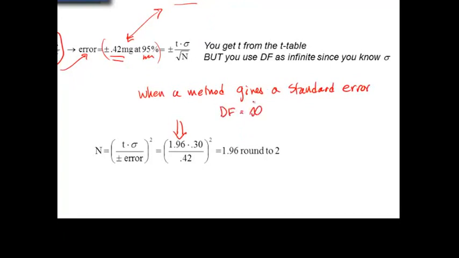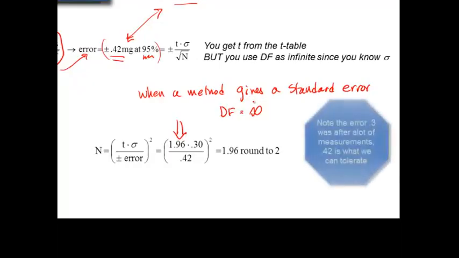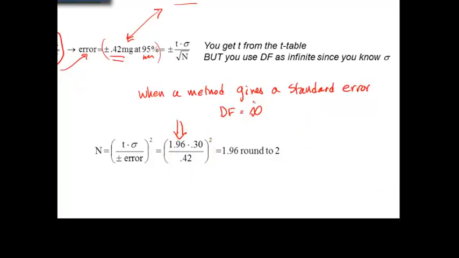In effect, NIST is telling you, we did thousands of measurements, and after thousands of measurements, here's what we found. So when you're given a standard error in a method, and you're trying to calculate what's going to happen if you use this method, you assume that the method was taken with an infinite number of degrees of freedom. In any case, when we do this, we'll see that we only have to take 2 measurements to get an error under 0.42.